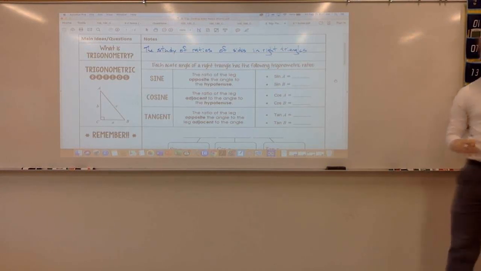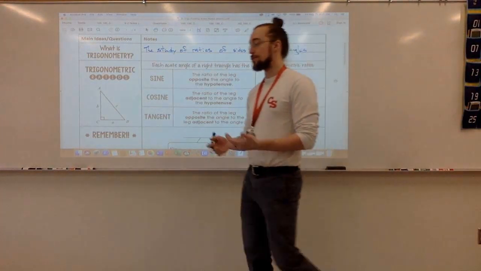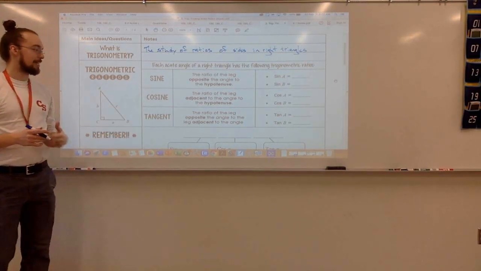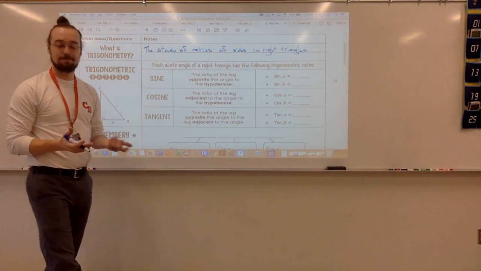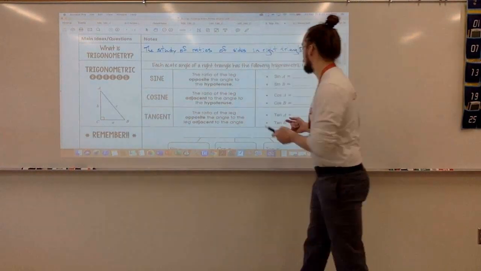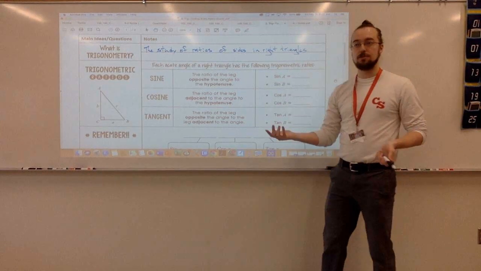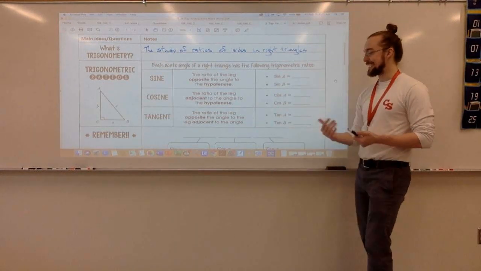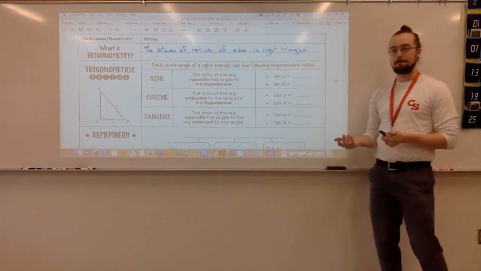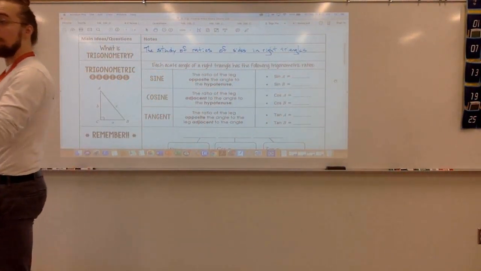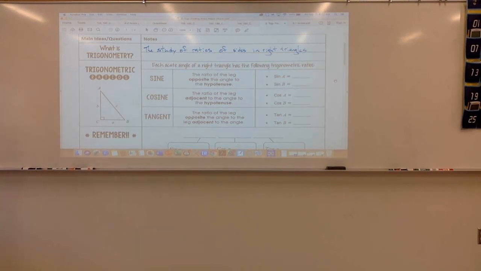Okay. There are 3 of these ratios that we're going to look at in this class. There are actually a lot more than 3, but we're only going to look at 3 in geometry. They are sine, cosine, and tangent. The way that they are abbreviated is SIN for sine, COS for cosine, and TAN for tangent. So these are so important that each of them gets their own button on the calculator.